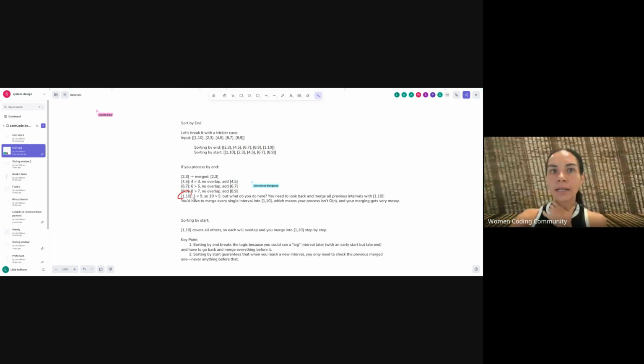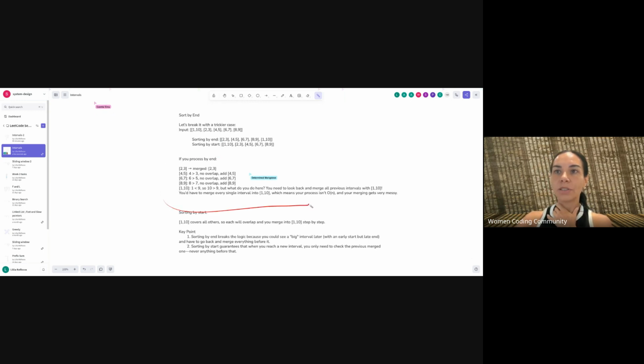And in this case, once we reach 1 and 10, we realize that, okay, this is overlapping. We're doing merging, but we already have these intervals in our list, which is a wrong answer, right? Because all of them are actually falling into this one. At the end, it should be only this one interval. So this is how important it is to realize how to sort, by end or by start. Is it clear on this example?